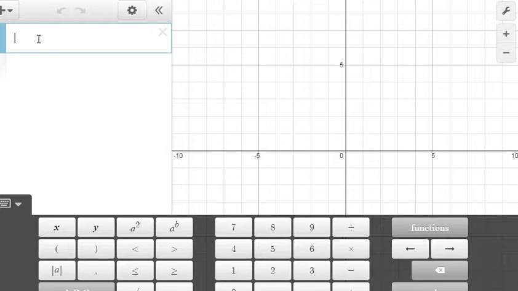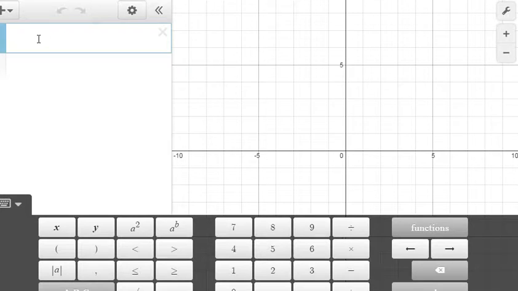Does everyone take out their laptop or some device that can connect to Desmos? If you don't have one, make a friend. All right.